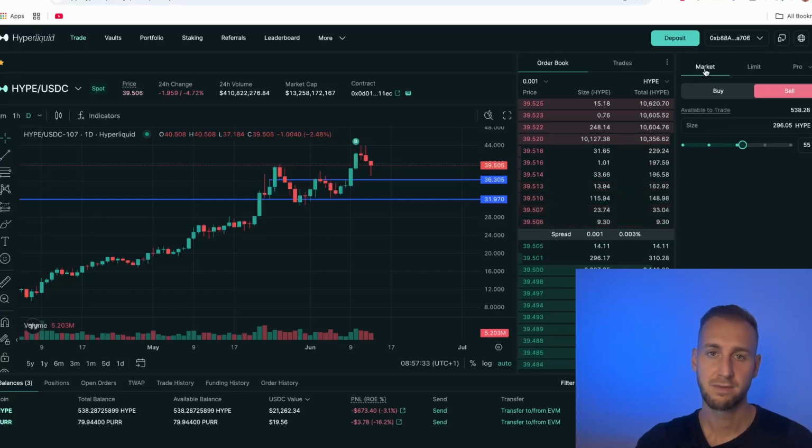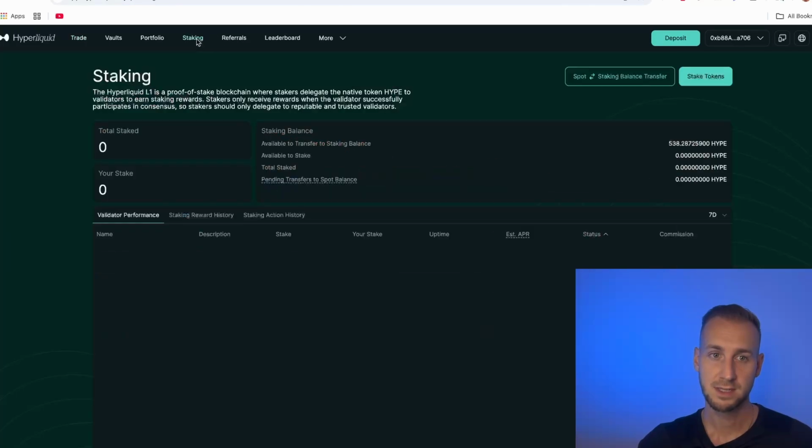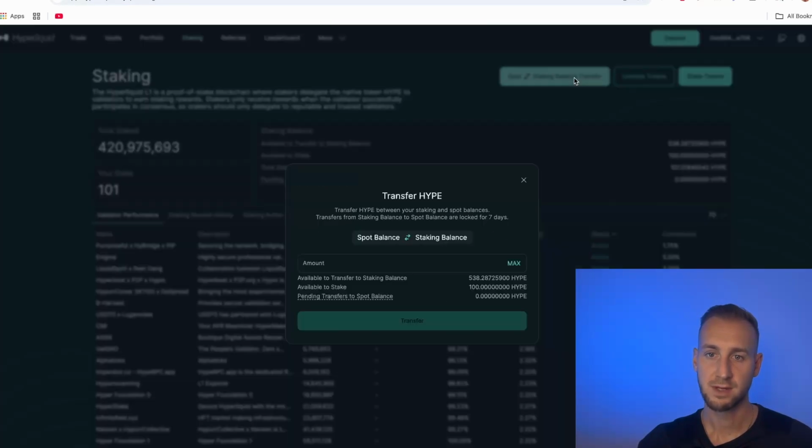Very simple stuff, all the bells and whistles you need to trade successfully on chain. If you also accumulate some Hype tokens, this is a proof of stake network, so you can obviously stake the tokens. Staking is up here. So you need to actually transfer from your spot balance into your staking balance.